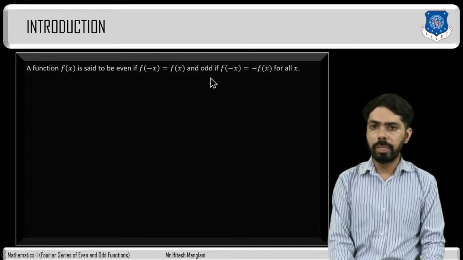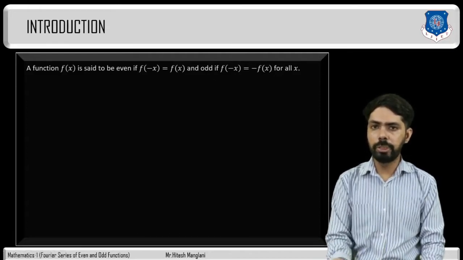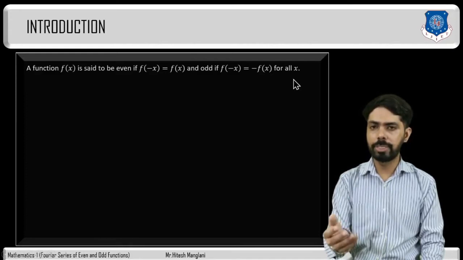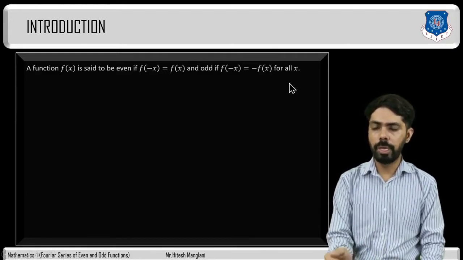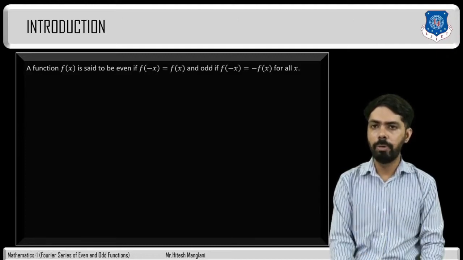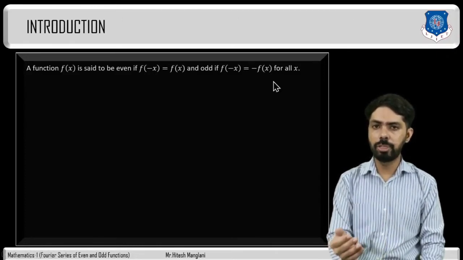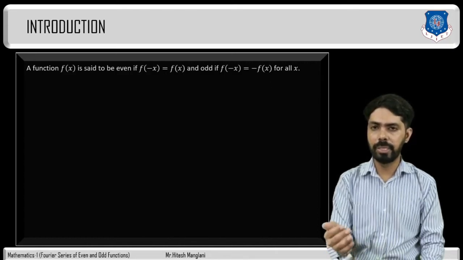Now a function is said to be odd if f of minus x is equal to minus f of x for all x. For example, x cube. Here if we replace x by minus x, then minus x whole cube will be minus x cube. So that is minus f of x. Therefore we can say that x cube is an odd function.